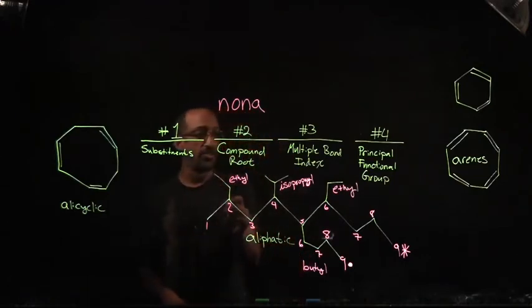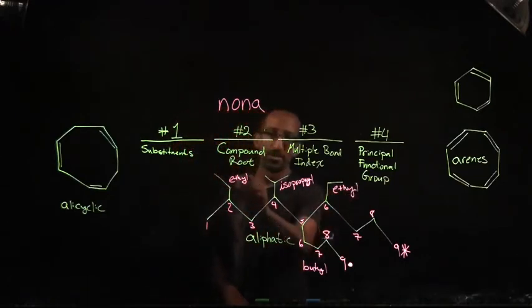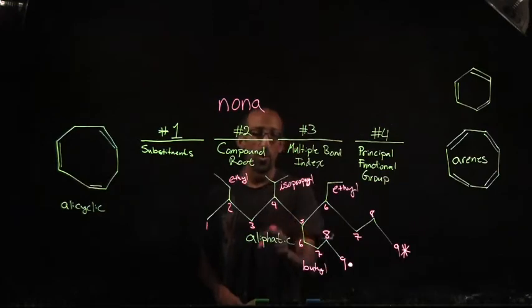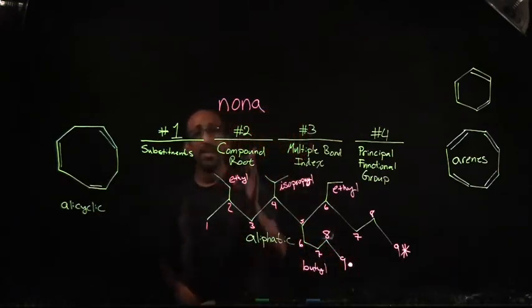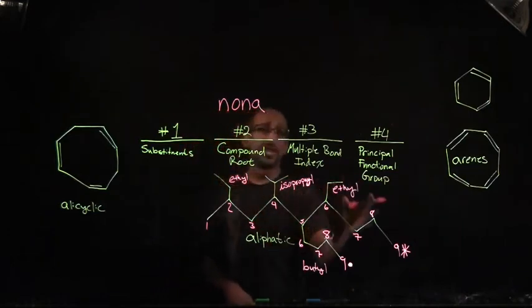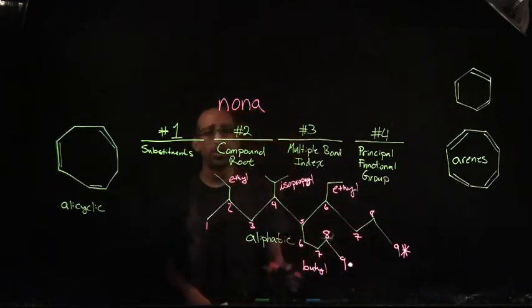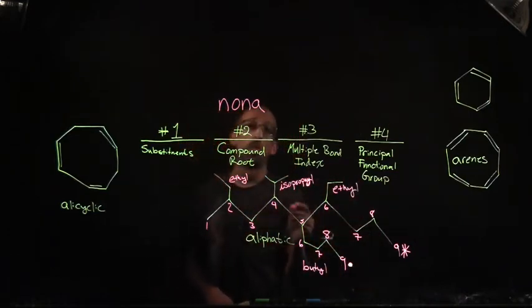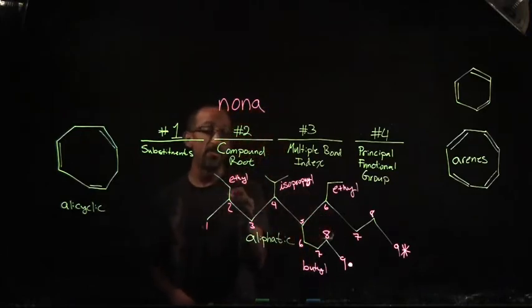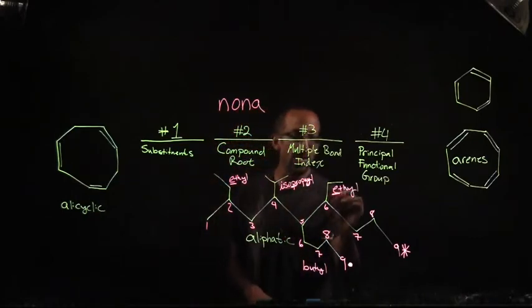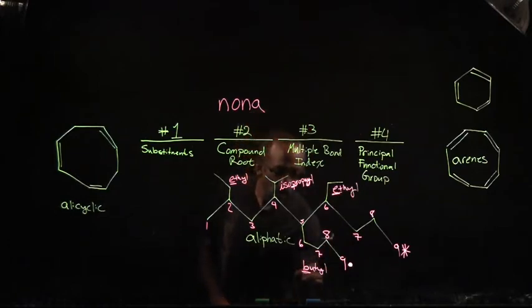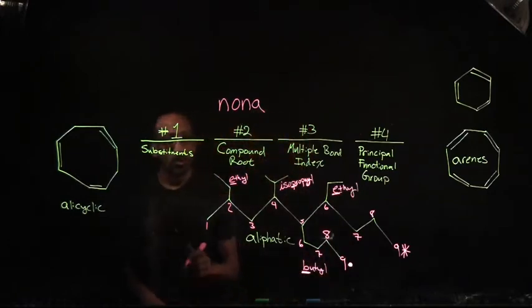So at position 2 and position 6, we have ethyl substituents. At position 4, we have an isopropyl. And at position 5, we have a butyl. Regardless of what the numbering is, when we come to do substituents, we need to do them in alphabetical order based on that parent root for the substituent. So we have one that starts with an E. Here we have one that starts with a P, one that starts with an E, and one that starts with a B.